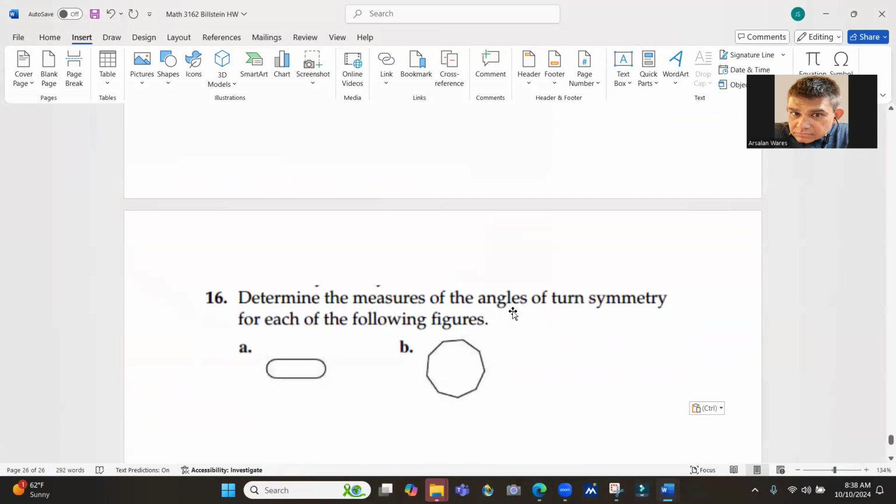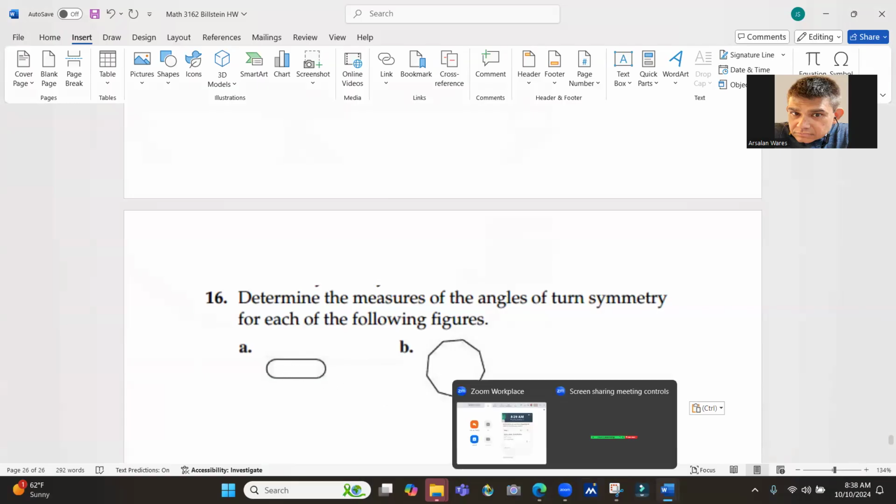Determine the measures of angle of turn symmetry for. I wonder if they're using the word turn symmetry for as point symmetry. We're going to pretend they're talking about point symmetry, okay? So we didn't do turn. I'm not going to use that word. It almost seems like they're using it interchangeably. But take a look at the first one, guys.